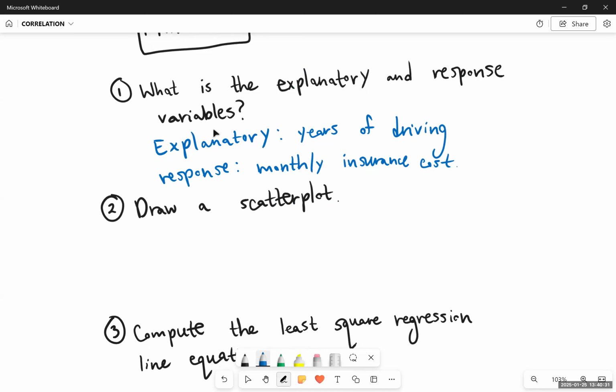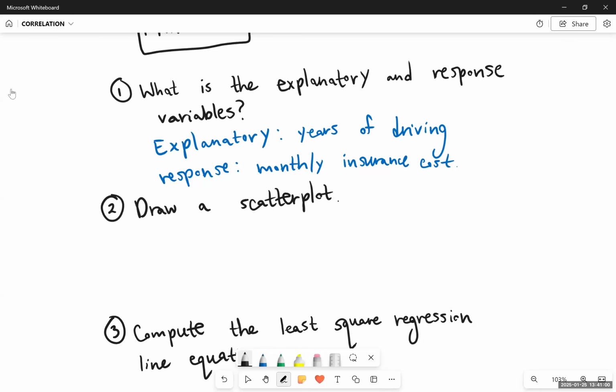Okay, draw a scatter plot. For this, I'm going to rely on Desmos. We can do it by hand. And by the way, when you do this by hand, the explanatory variable is always on the bottom axis, and then the response is always on the vertical axis, like that. But again, we'll have Desmos do this for us because it's really helpful when you have especially large data sets.